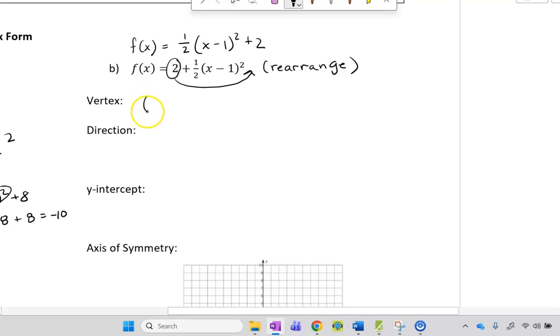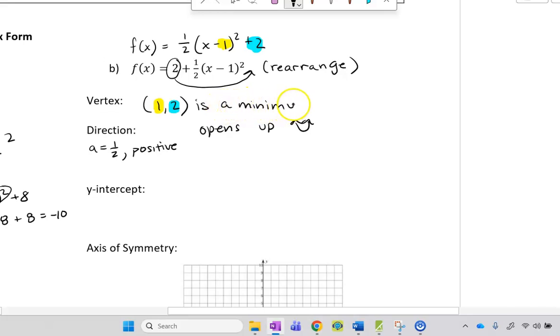My vertex, I can tell, is 1, 2: the opposite sign of whatever my x value would be, and the same sign as whatever my y value would be. In this problem, a is 1/2, which is positive, so this graph does open up. So it should look like that, which means that my vertex is a minimum. It's a minimum because it's on the bottom, and I decided to move my words over a little more so it looks a little bit better. Okay, so we've got our vertex. We know it's a minimum because, again, it's on the bottom of a U shape since it opens up.